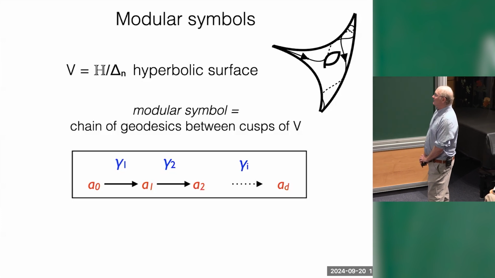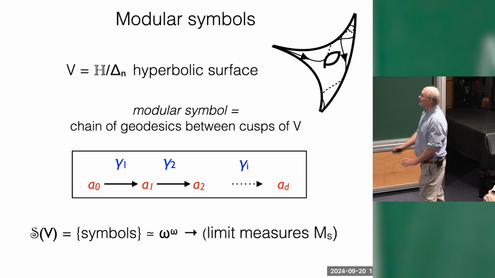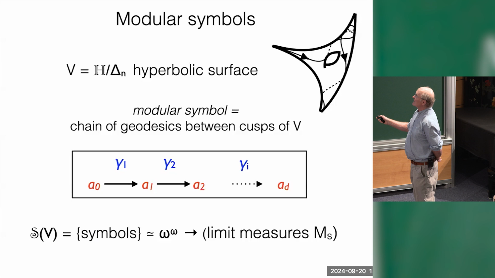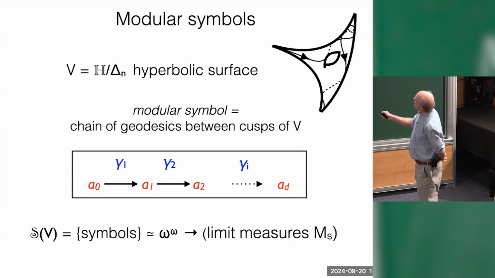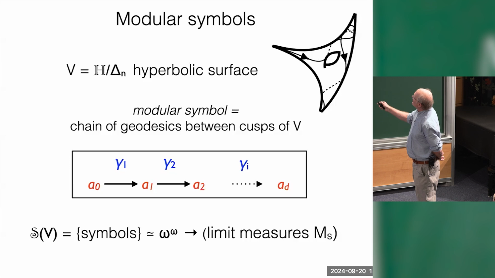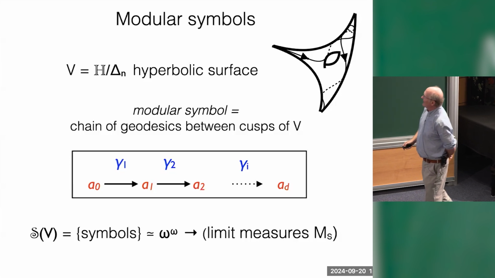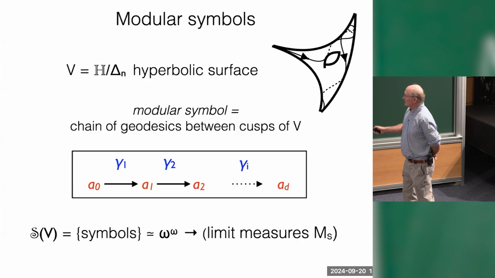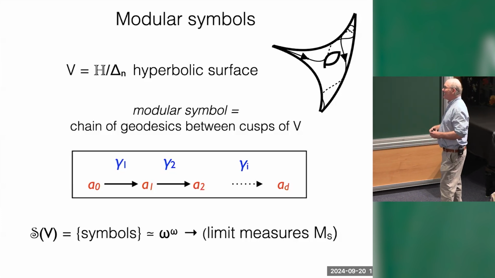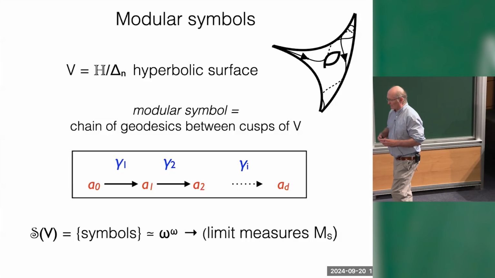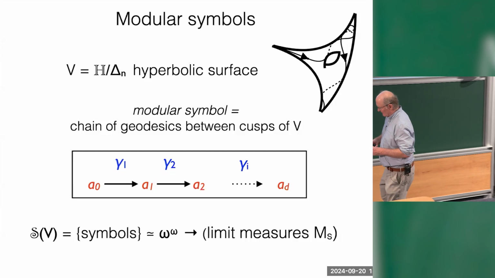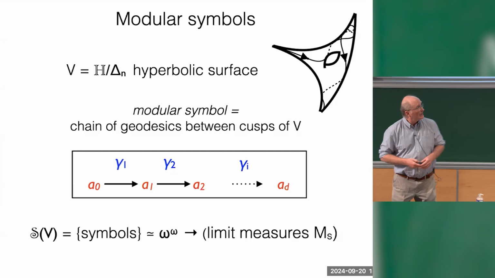cusp surface. And it turns out the space of modular symbols carries a natural topology. As this geodesic, which joins these two cusps, goes deeper and deeper into this third cusp here, then in the limit, it converges to a composition of two geodesics, one which goes into this cusp and then comes back again and goes to that one. And the space of these modular symbols is homeomorphic to omega to the omega. And that sort of explains where the structure on the space of invariant measures comes from. Okay.